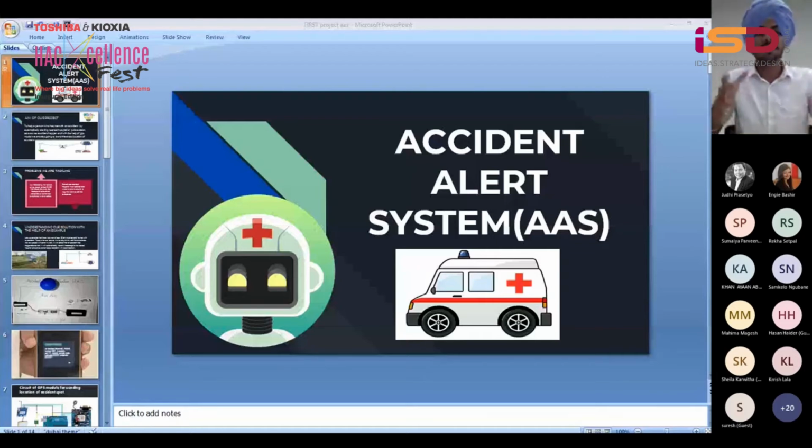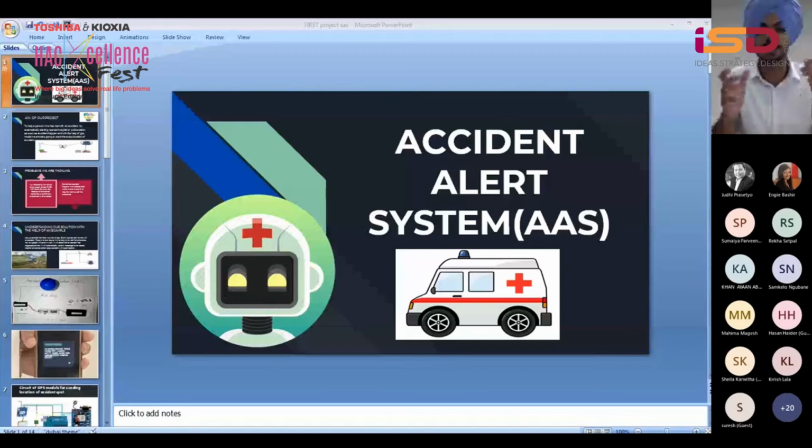So the problem we are tackling: as indicated by the National Crime Records, almost 24,000 individuals die every day because an ambulance is called late, or sometimes an ambulance is never called. And sometimes accidents happen in a very isolated area, so no one is around to help the victim or call the ambulance.